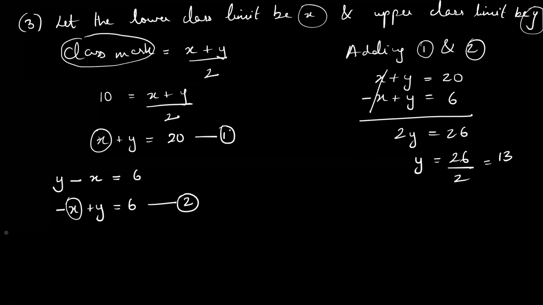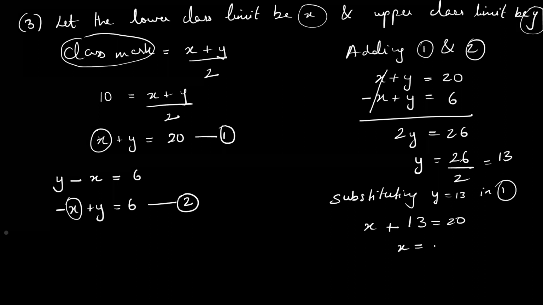Okay. How will I get x now? Substituting y is equal to 13 in equation 1. So what will come here? x plus 13 is equal to 20. So x is equal to 20 minus 13, 7.